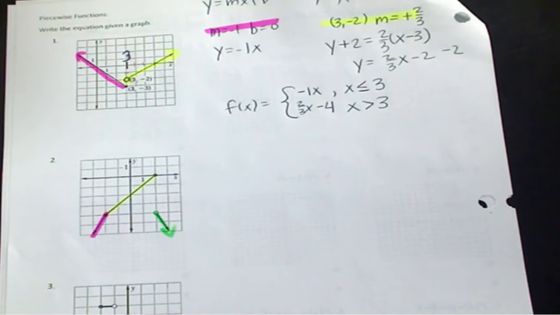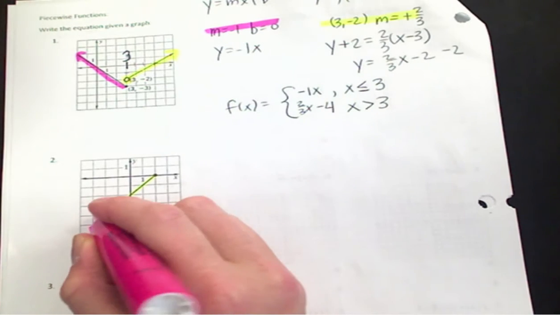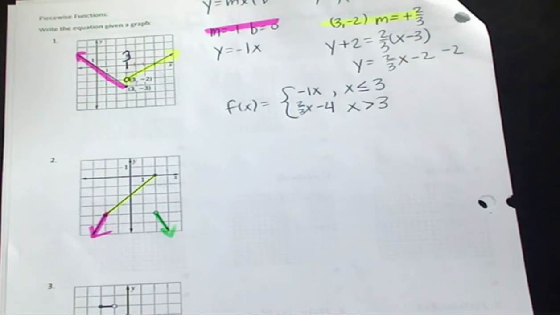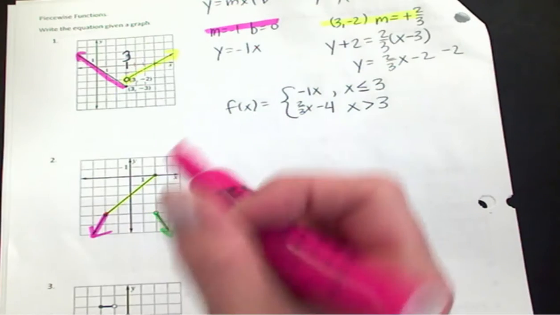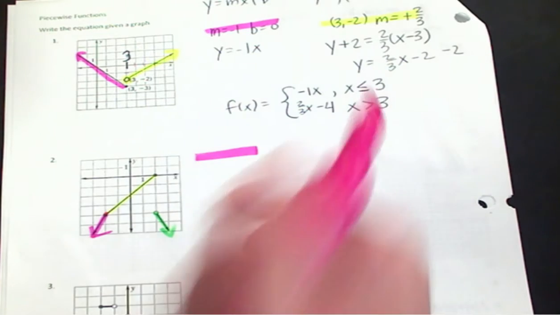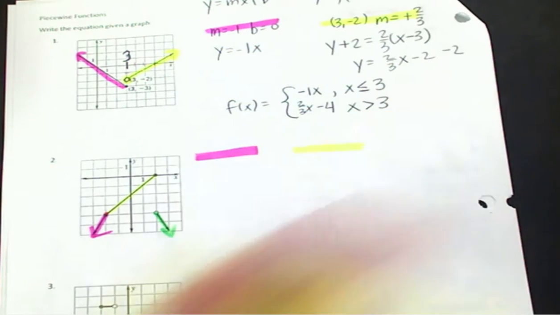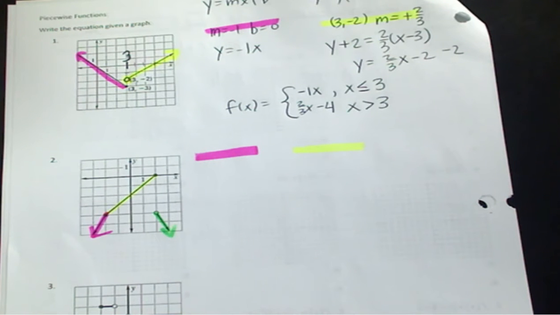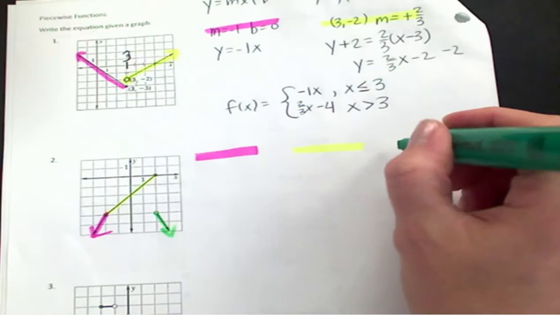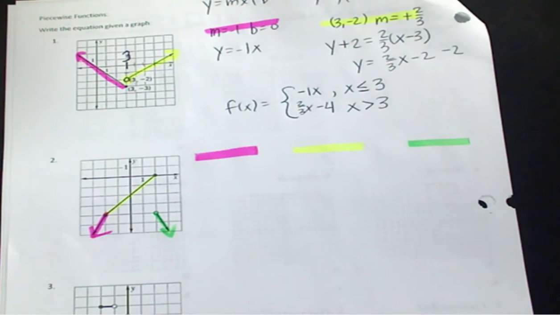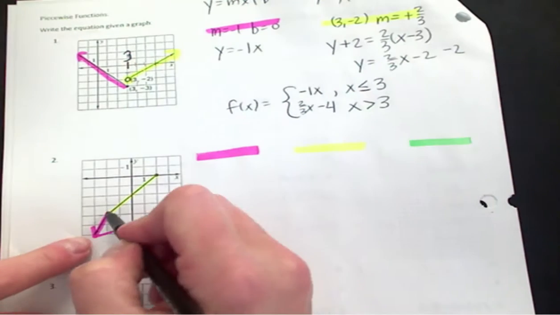Keep in mind that this is a function. It does pass the vertical line test. So I do see a closed dot here between pink and yellow. Okay, so pink, yellow. I'm just going to try to write down either point and slope or slope and y-intercept and see what I can pick out. Okay, so I'm looking at this one.